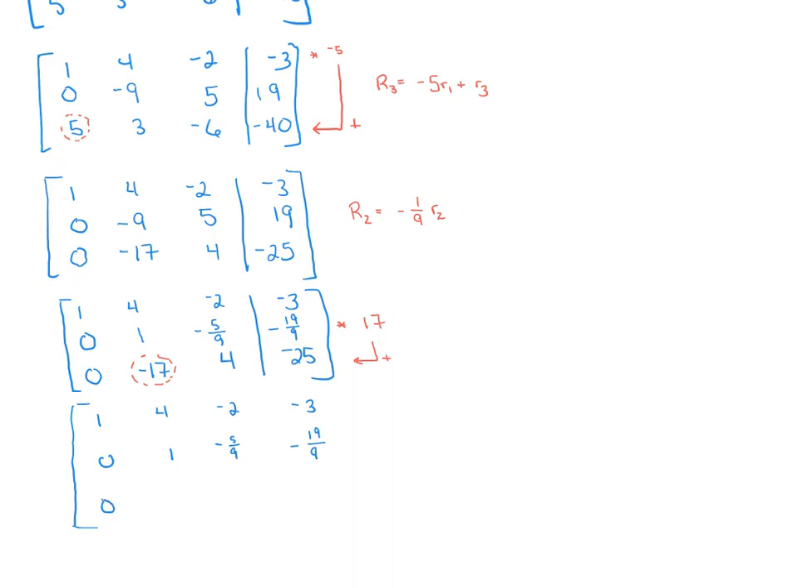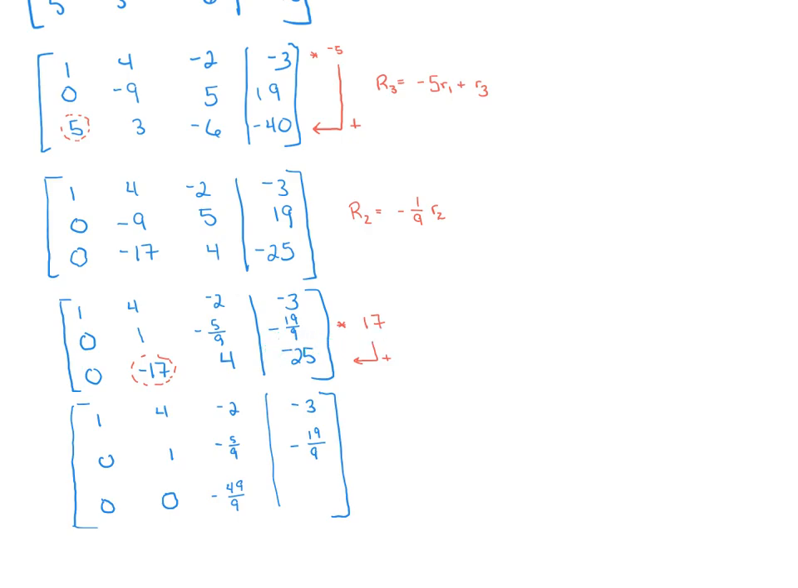So now 0 times 17 plus 0 is still 0. 1 times 17 is 17 plus -17 is that 0 we were looking for. -5/9 times 17 is going to be -85/9 plus 4 will be -49/9. Now, let's look at that last entry. We're almost finished.